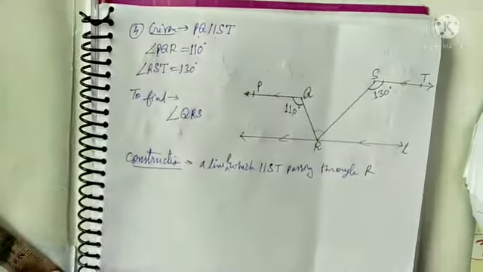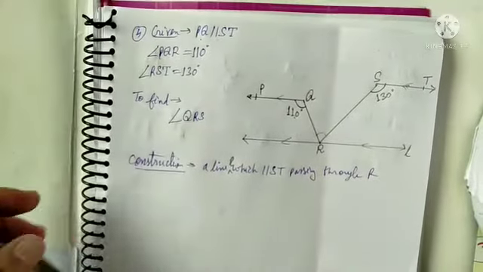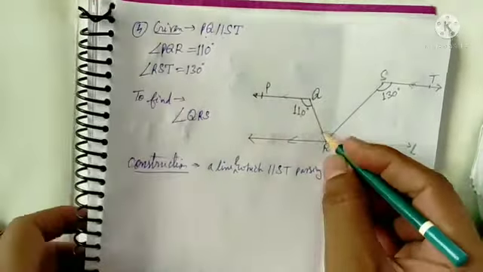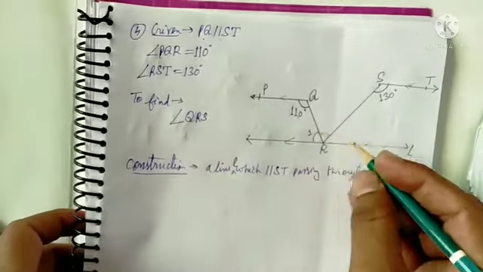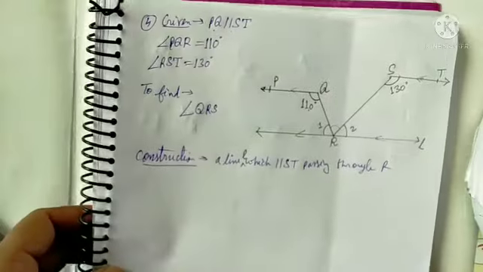Okay. Now it's so simple. Hereafter, what can you see here? You know that very well. Suppose this angle you have constructed is angle 1, and this angle you have constructed is angle 2. Okay. Now, what can we observe?